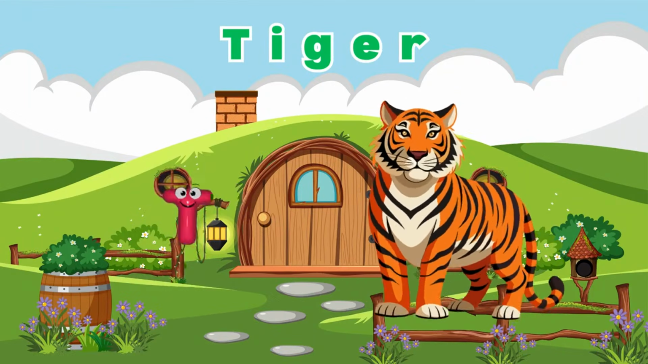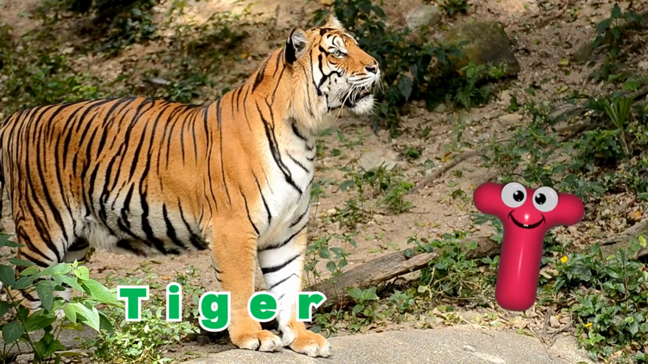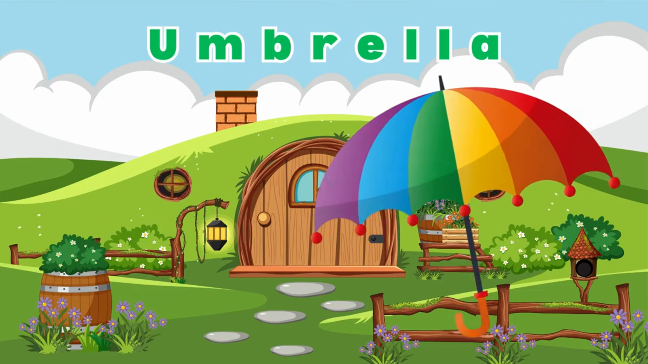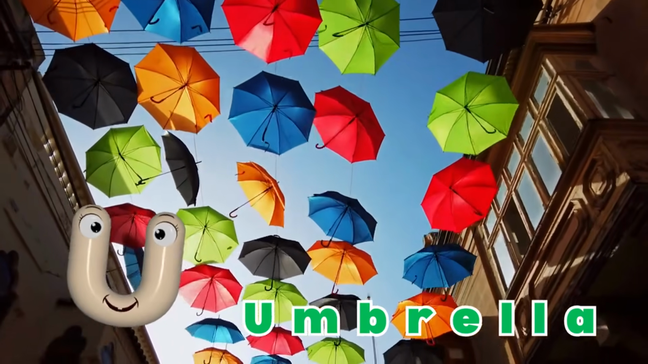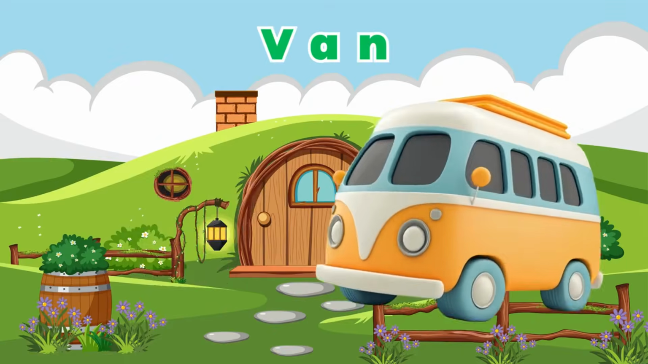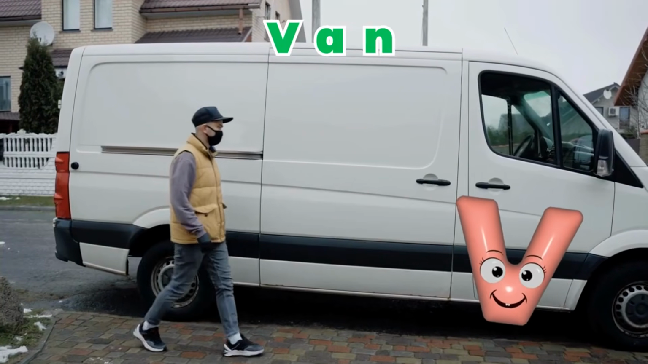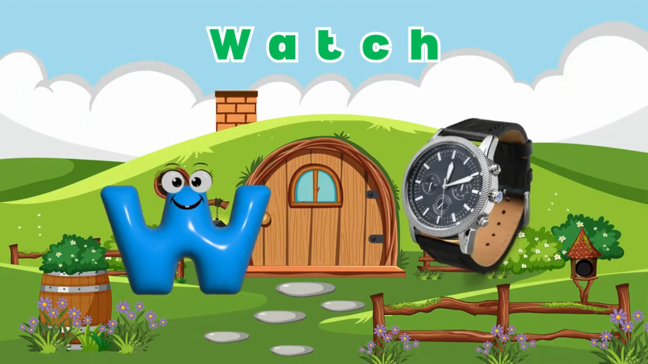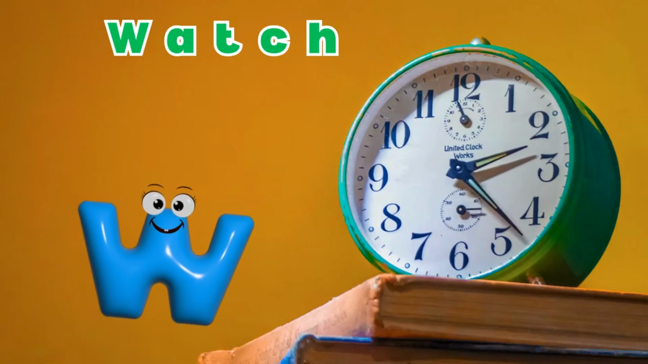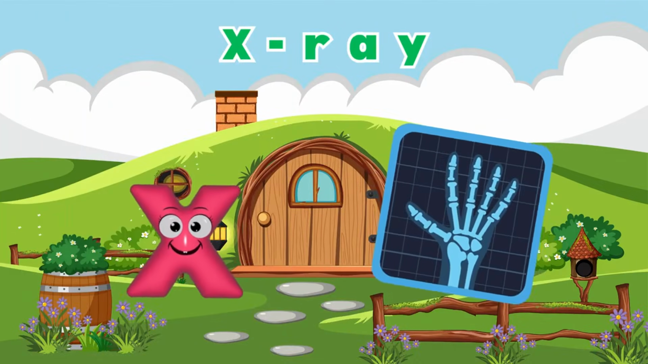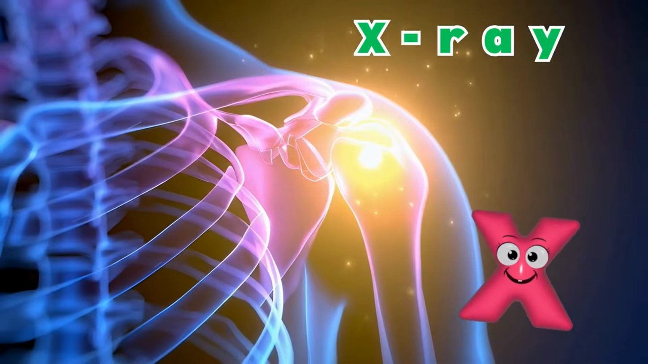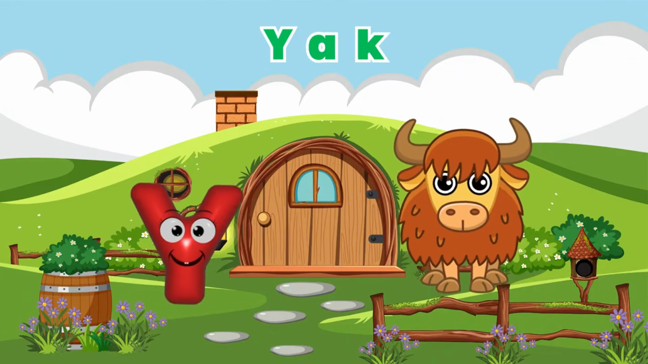T is for tiger. U is for umbrella. V is for van. W is for watch. X is for X-ray.